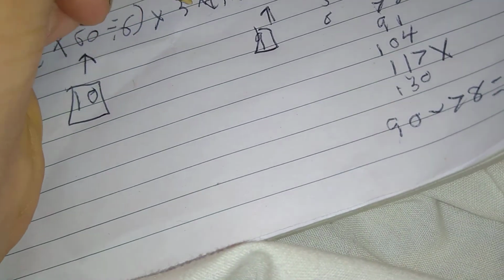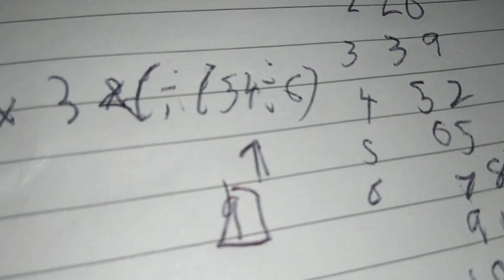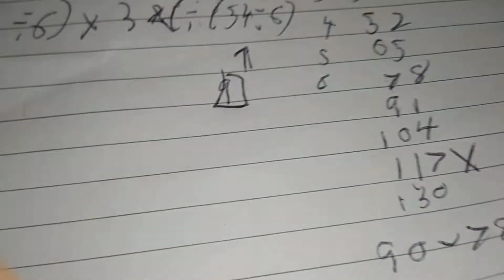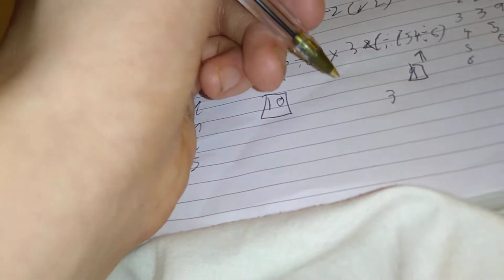So I'm also going to cage that, but then I've got to do my division first. Not my times and my division. So I've got to do 9 divided by 3, which of course is 3. And then 3 times that will be 30.